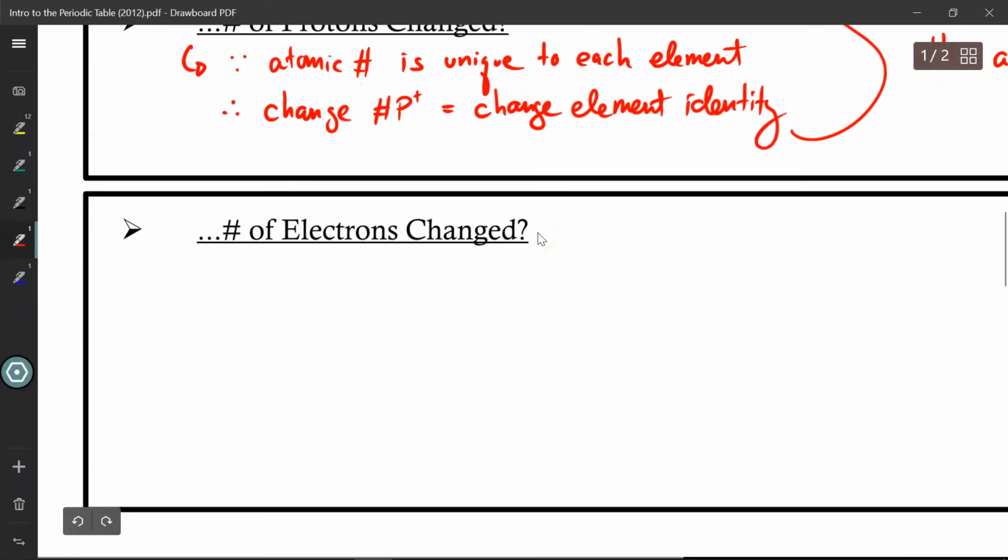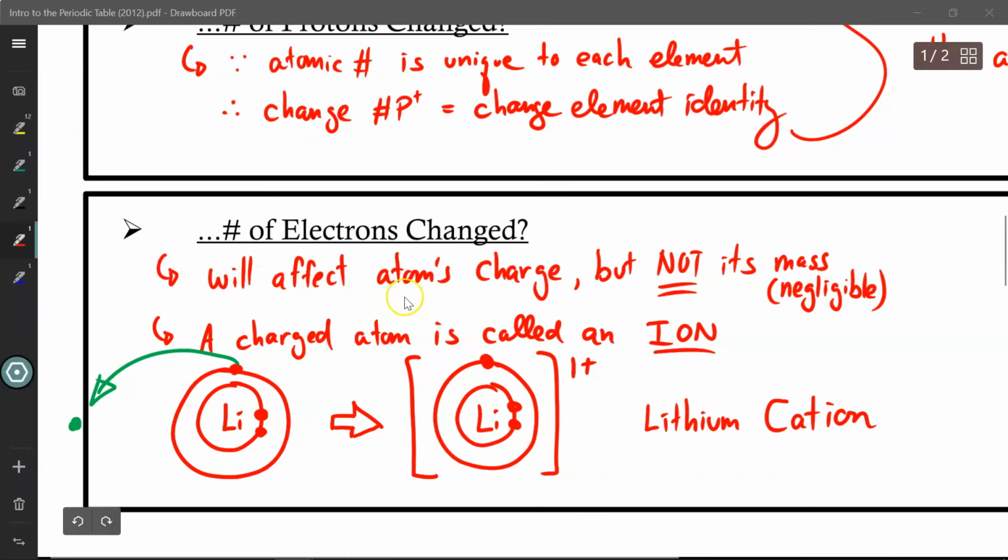Alright, so what happens if you change the number of electrons then? Well, this would affect the atom's charge, but not its mass. All right, the mass change is very negligible. So negligible means it's so very small that you don't really have to worry about it. If you recall, the mass of an electron is approximately 1/2000th of an atomic mass unit, while the mass of a proton or a neutron is approximately 1 atomic mass unit. You would have to gain or lose 2,000 electrons in order to equal the same mass change as if you had lost 1 proton or a neutron.